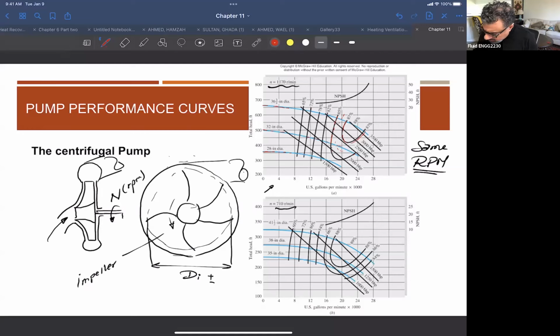Okay, there is another curve here that is called net positive suction head that we're going to talk about in the next few slides. But for the performance curve, we have efficiency and the flow rate head relationship. And for different RPM, you are expecting to see a different set of curves at these speeds.